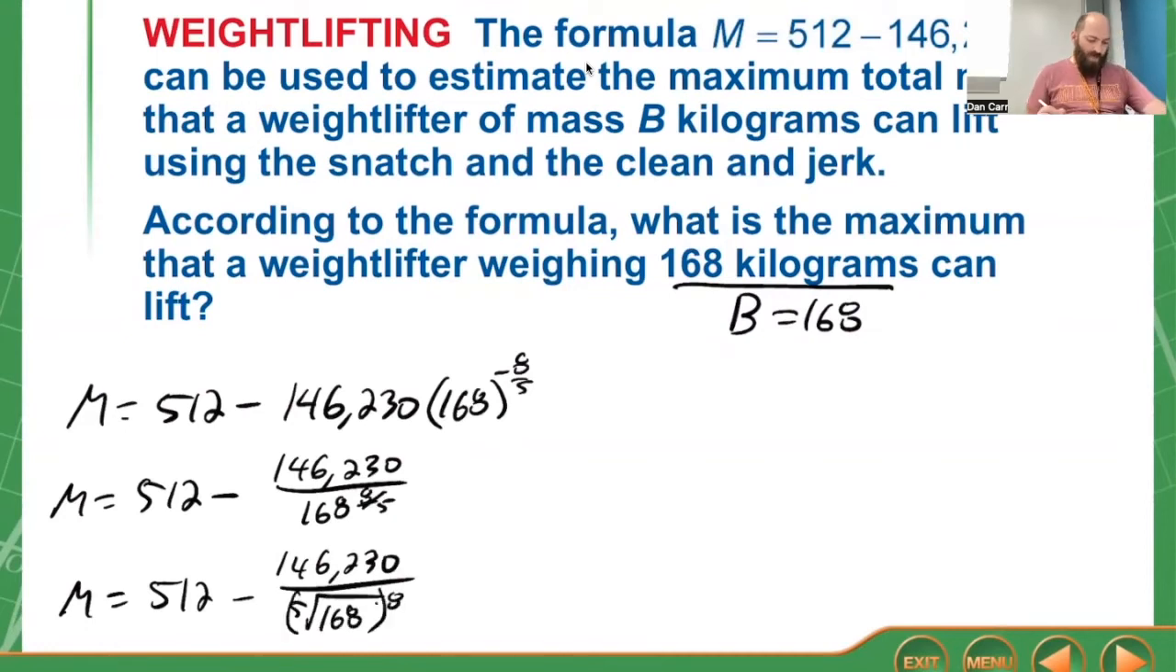Okay, so again, it'll be easier to do it this way. So I'm looking for a number times itself 5 times that gives me 168. No, that's not going to be that one. I'm just going to get a decimal number from this anyway. So just use a calculator at this point. So let's see here, 146,230 divided by this one right here, raised to the units.